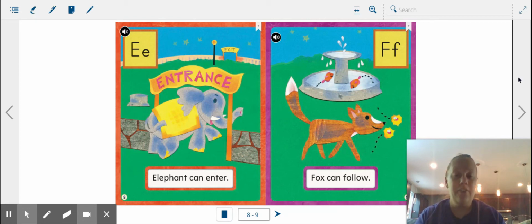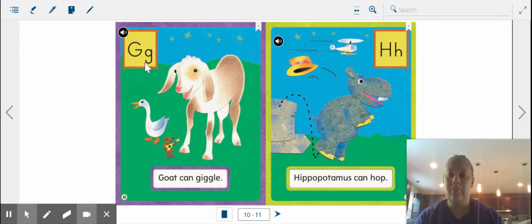F, what does F say? F says, fox, and it starts with an F. Fox can follow. G says, g, and we have goat. Goat can giggle.